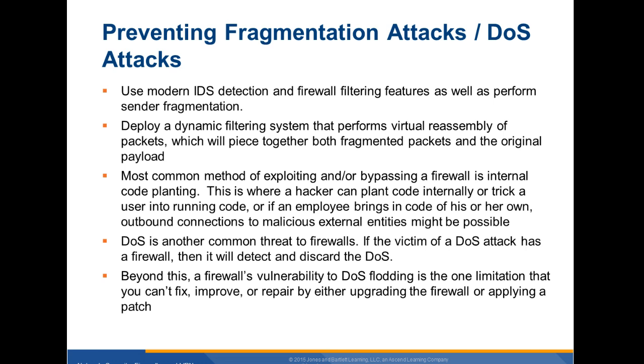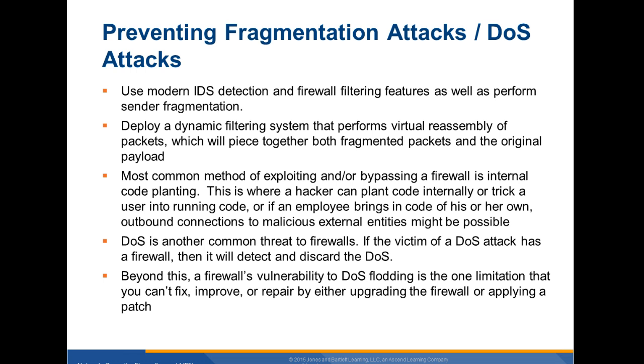You need to deploy a dynamic filtering system that performs virtual reassembly of packets, which will piece together both fragmented packets and the original payload. The most common method of exploiting or bypassing a firewall is internal code planting. This is where a hacker can plant code internally or trick a user into running code, or if an employee brings in code of his or her own, outbound connections to malicious external entities might be possible.